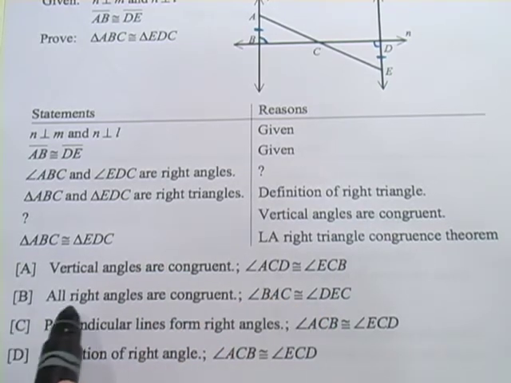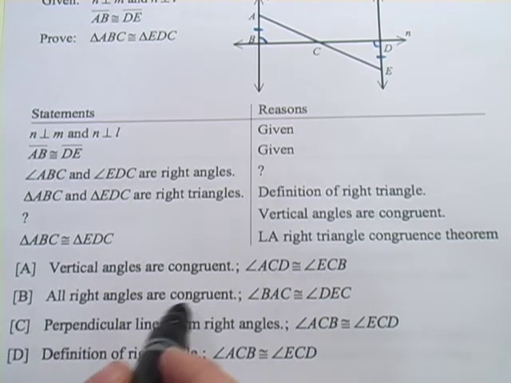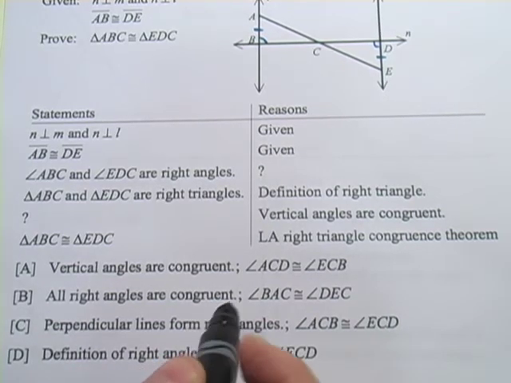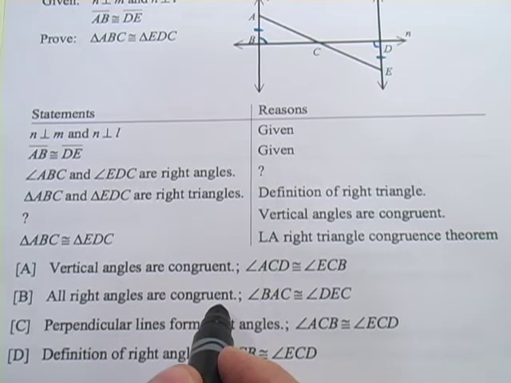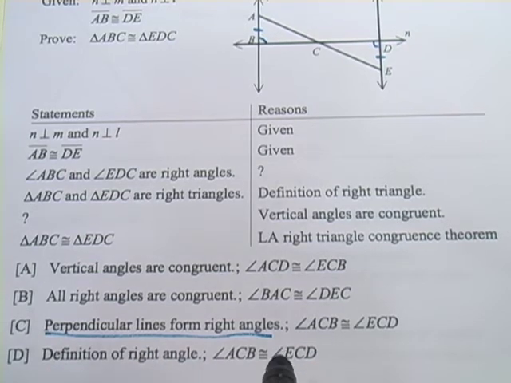So let's look at our choices here. Vertical angles are congruent. We're not really dealing with vertical angles there. All right angles are congruent. Well, these are right angles, but that's not really a reason why those are a right angle. And C, perpendicular lines form right angles. Aha, so that seems like it fits.